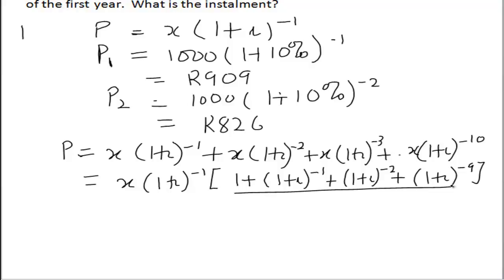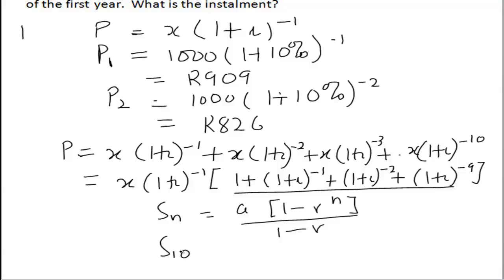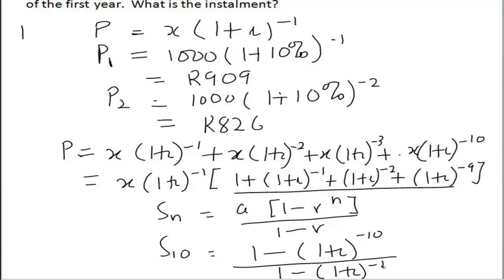Now, if you look at that, it is called a geometric series, and in terms of the geometric series, we can use Sn, which is a into 1 minus r to the n, all over 1 minus r. Now, a is 1, so we can ignore it. r is (1 plus i) to the minus 1, and n will be 10, all over 1 minus (1 plus i) to the minus 1.